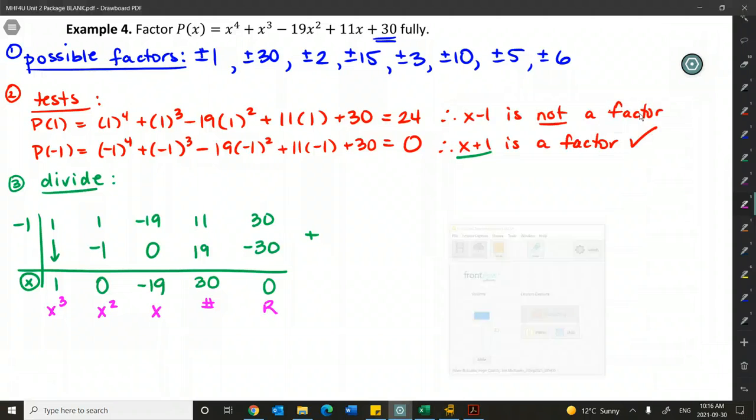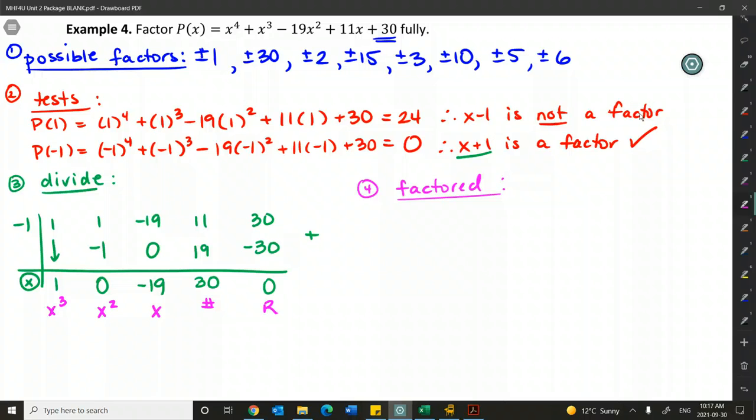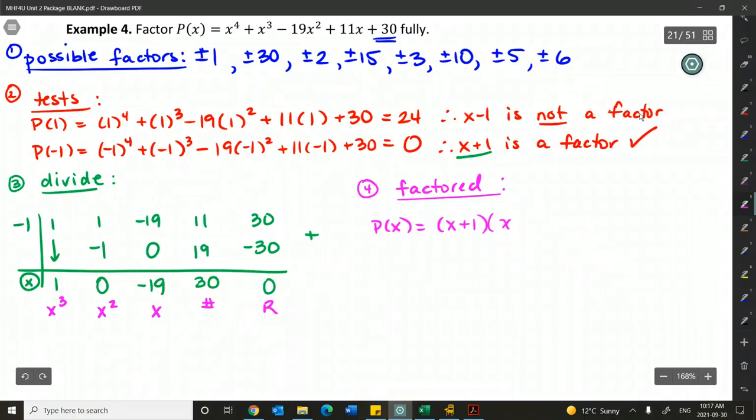We're going to now get this into factored form. So final step for right now is factored form. So I started with a quartic. I'm going to end up probably, because I had a linear divisor, I'm going to end up with a cubic, right, times a linear divisor. So it will be x plus 1 times 1x cubed, so just x cubed, minus 19x plus 30.